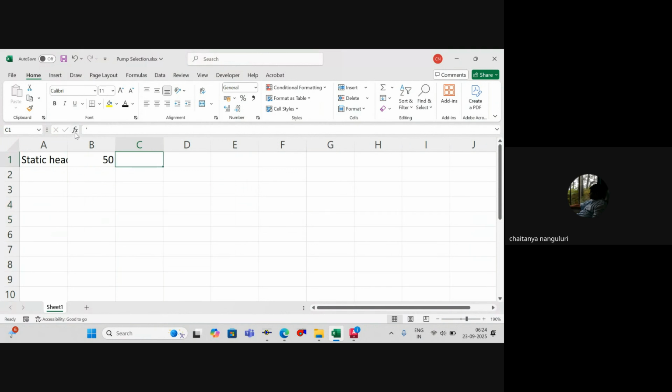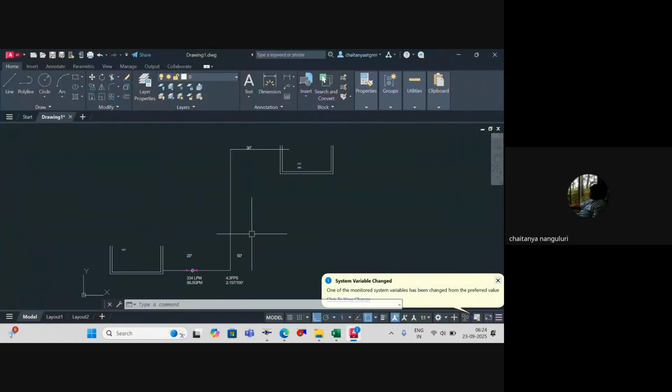Yeah, that's okay. So this is static head, which is 50 feet. Now I have to worry about the next one, which is your pressure head. What is the pressure head that is required? Should I have any pressure near the OHT for water to come in?